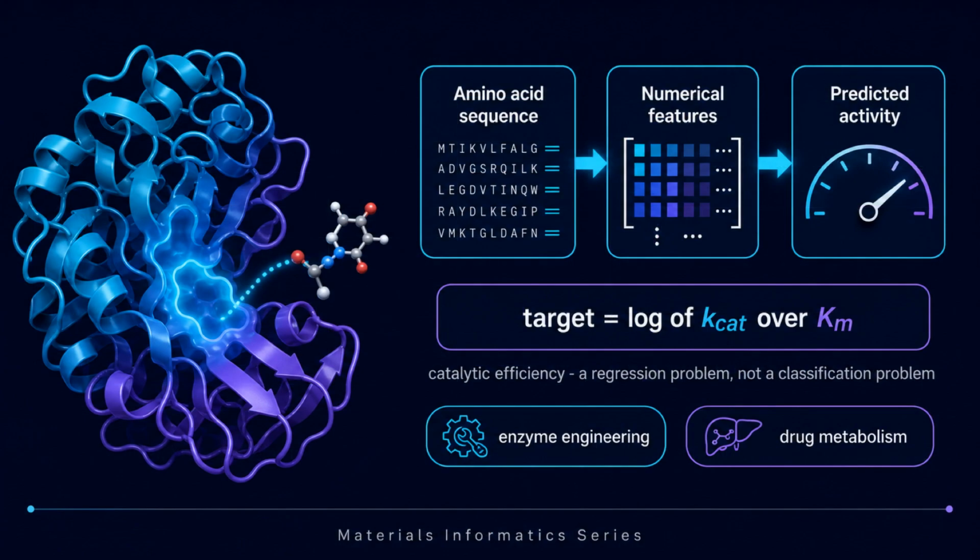Now let's tackle a regression problem, predicting enzyme activity. Enzyme catalytic efficiency is measured as kcat over Km. We'll predict the log of this value from sequence features. This has practical applications in enzyme engineering and drug metabolism prediction.